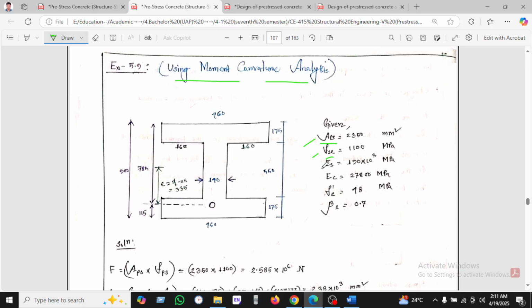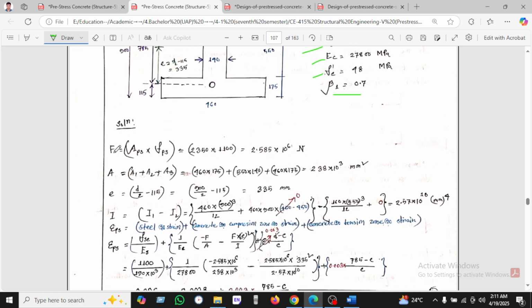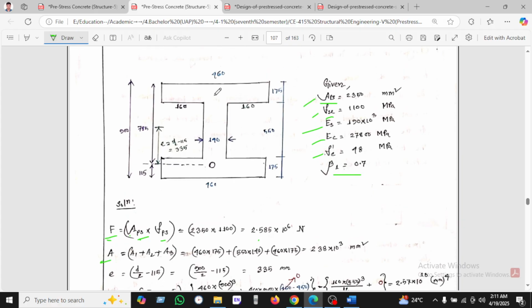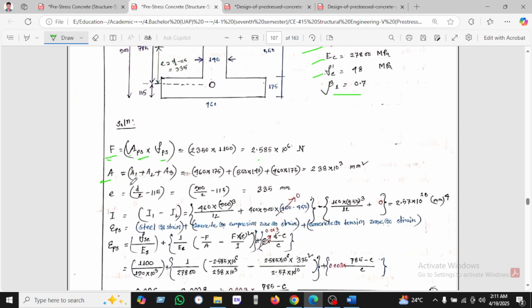This is the steel, and this is the modulus of elasticity of steel, and the approximate modulus of elasticity of concrete, and beta is given here. We know force equals stress into area, and this is the force and area of the total section 1, 2, 3. Putting all this in and finding here e equals d divided by 2 into 1.